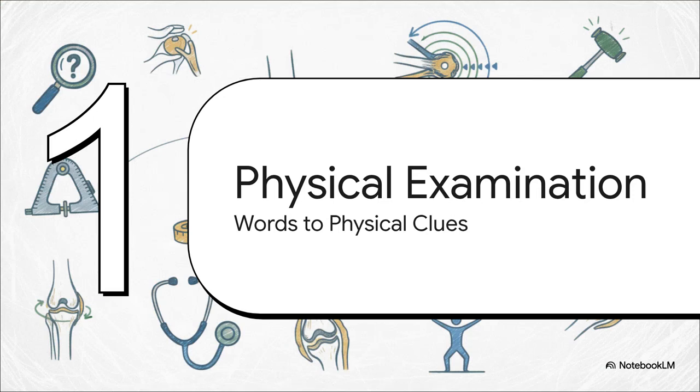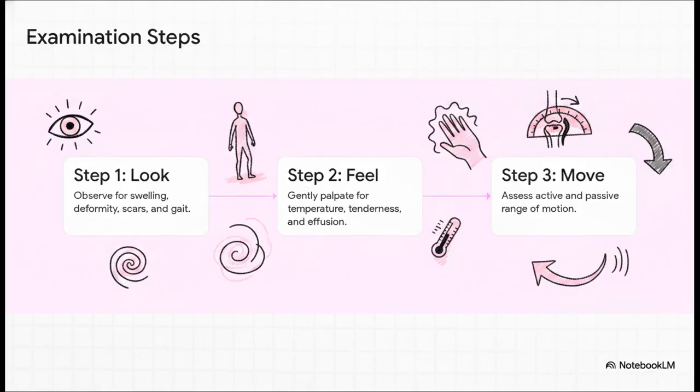All right, Section 3, the physical examination. Translating words into physical clues. This is where we shift from just listening to physically investigating. But before you even lay a hand on the patient, you've got to remember the golden rules. Always explain the procedure, get their consent, expose the area respectfully, and, absolutely crucial, compare the injured side to the healthy side to establish your baseline. From there, your physical investigation is anchored by a classic, simple 3-step sequence: look, feel, and move.